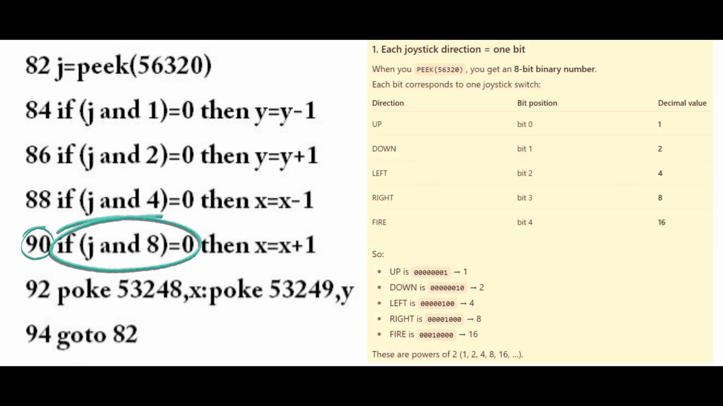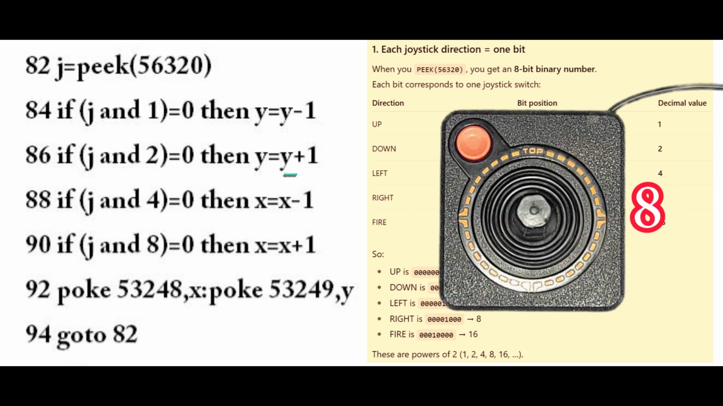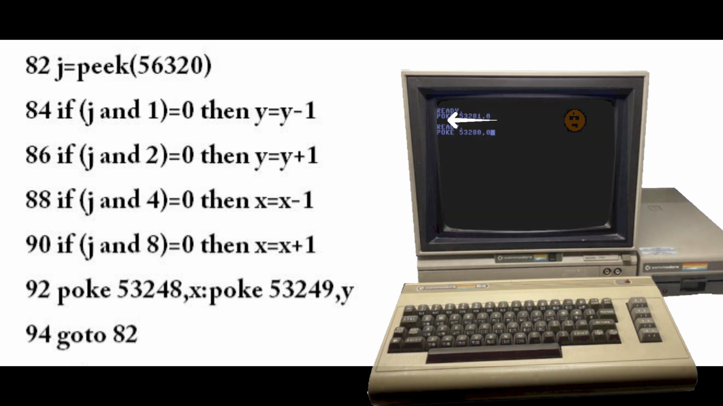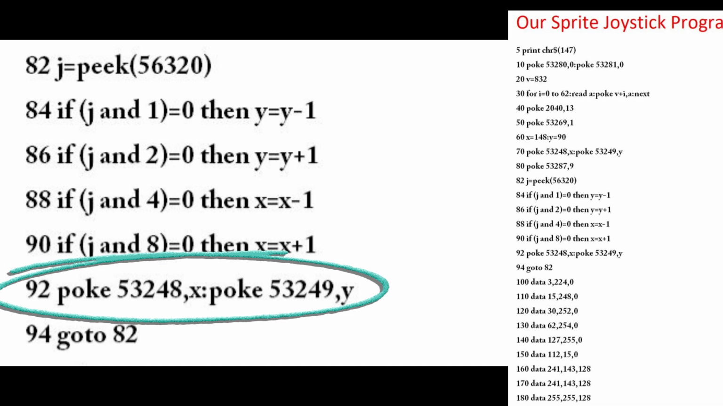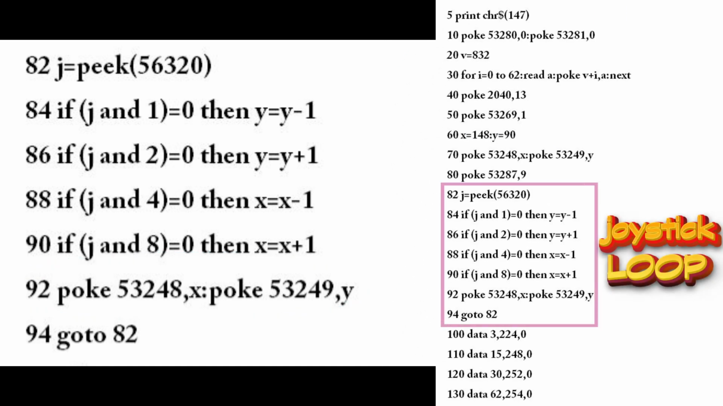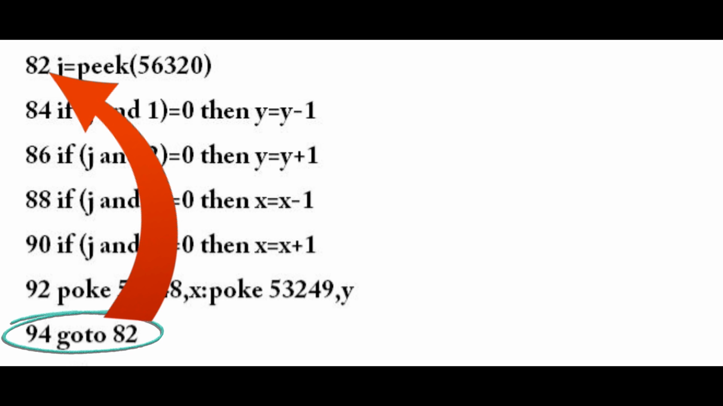Line 90. If J AND 8 equals 0, look at the chart. 8 is right. Then X equals X plus 1, because moving to the right increases your X position. Moving to the left decreases it. Line 92. I've seen this line before. It's identical to line 70. The difference is line 70 is outside the loop. This one's inside the loop, so every time the program refreshes, it refreshes our sprite's X and Y position. Line 94 says go to 82, and the loop begins.